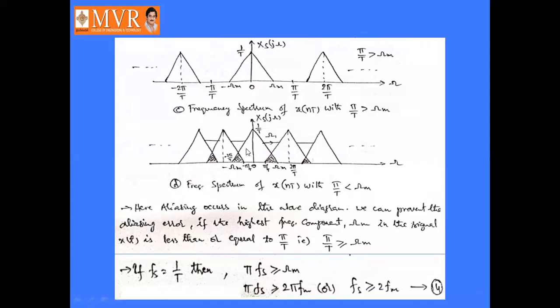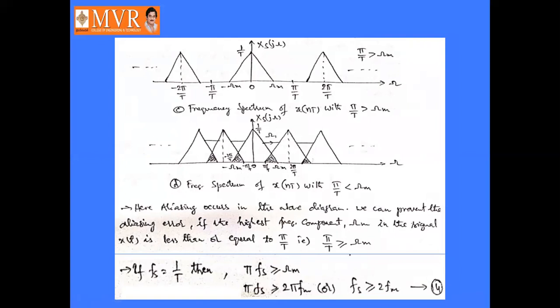So here we will get the aliasing error. This is called the intersection of these two spectra, so this is called aliasing. Here aliasing occurs in the above diagram. We can prevent the aliasing error if the highest frequency component omega m in the signal x of t is less than or equal to pi by T.